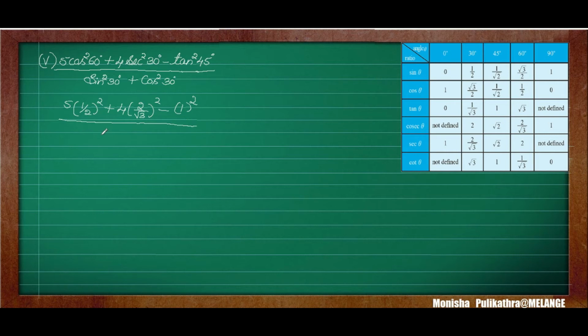divided by sin 30. So sin 30 is 1 by 2. 1 by 2 whole square plus cos 30 is root 3 by 2. So root 3 by 2 whole square. Okay. So while substituting the values, you have to be extremely careful.